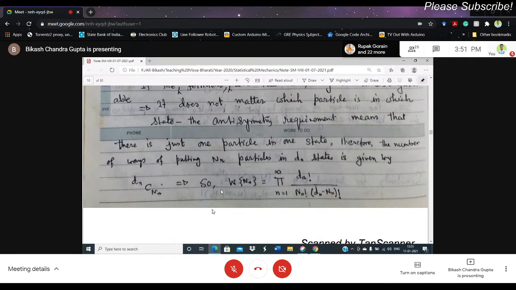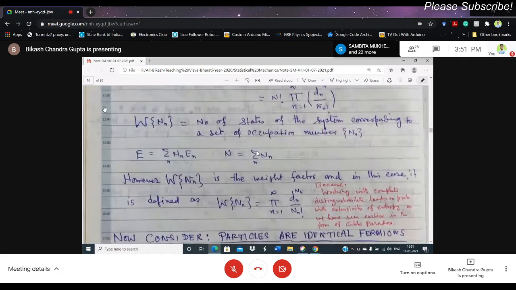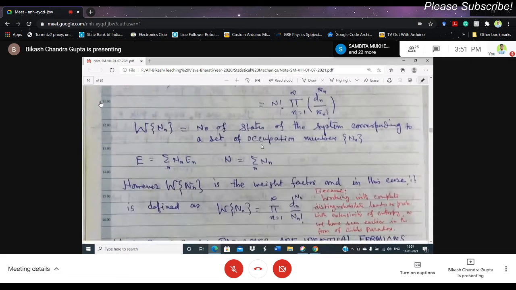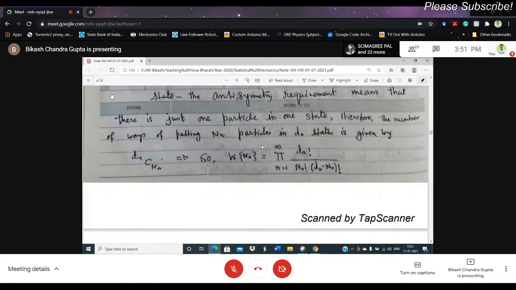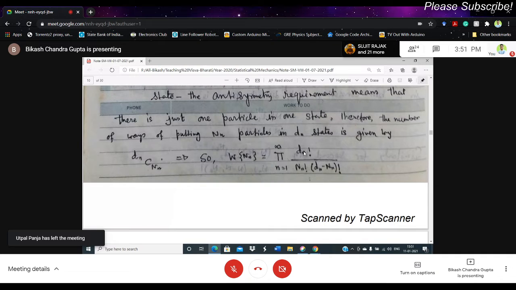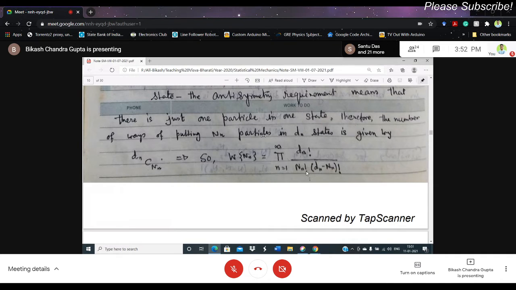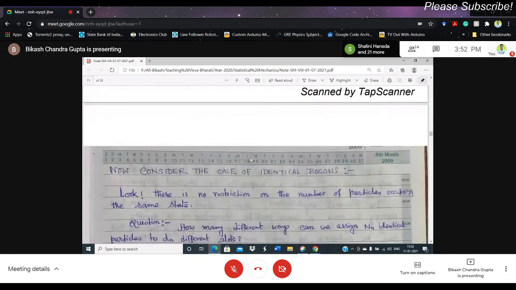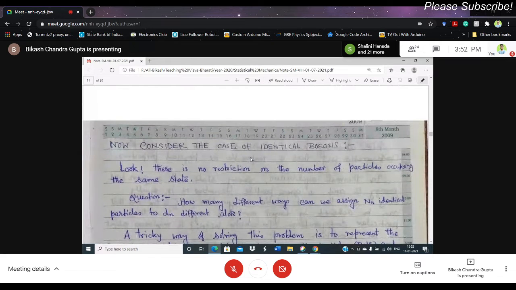So, in this case, if you carry along the same line as we did in the case of distinguishable, classical particles, then the weight factor Wnn should be the product, n equals 1 to infinity, of dn factorial by nn factorial times dn minus nn factorial. Okay, so this is the case for the fermions.